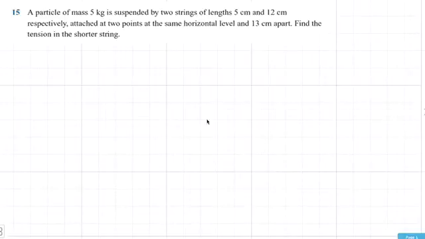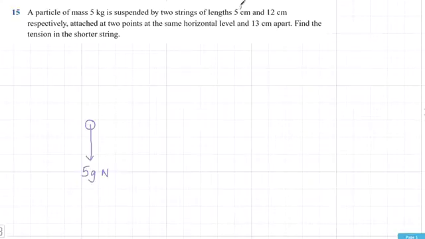So this is the last exercise that we were looking at in 13F, which is to do with Lami's theorem. So you can see here we've got a particle of mass 5 kilos. It's suspended by 2 strings. I'm actually going to start drawing this as we go. So we've got our 5 kilos, and we're going to have that mass going straight down. That's our 5g Newton mass.